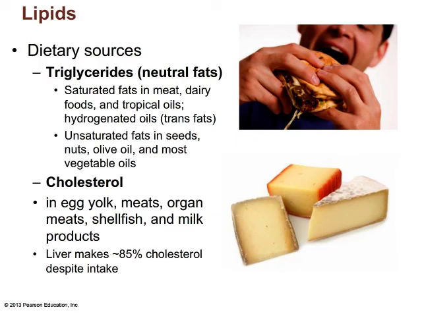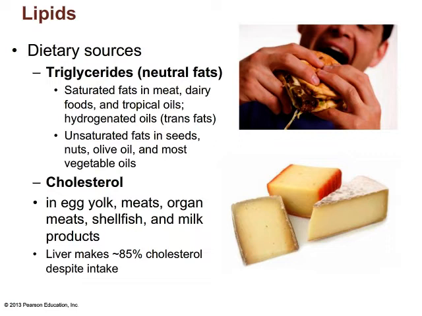Okay, now let's take a look at lipids. Lipids are basically fats, and there are two different types of fats in the diet. The main one that gives us energy are the triglycerides or neutral fats. That is, it's a glycerol molecule attached to 3 fatty acids. And we can have saturated fats or unsaturated fats.